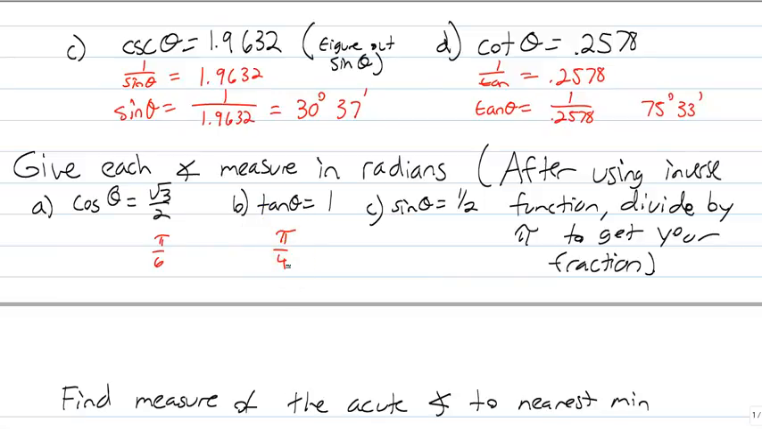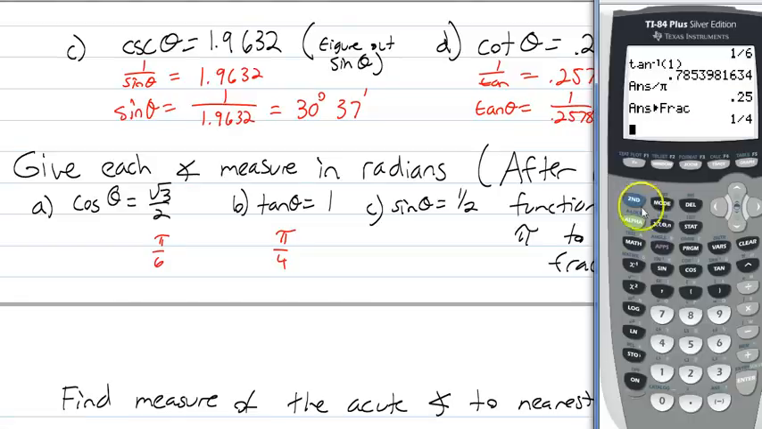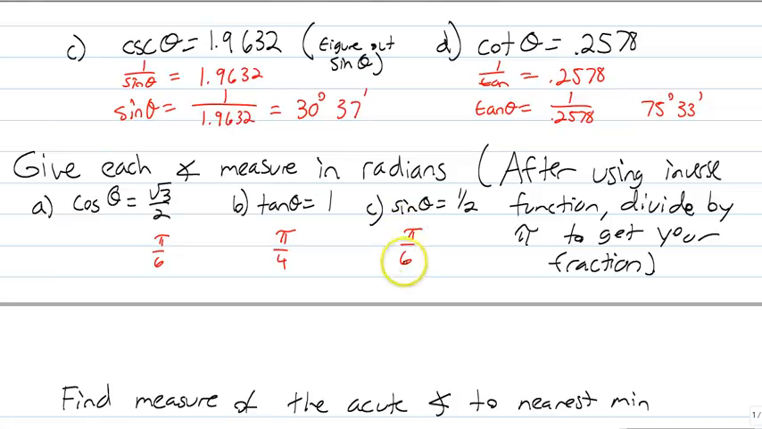Sine of 1/2 is the same thing as cosine of root 3 over 2. So you should get, again, a pi over 6. But let's just check it. Sine inverse of 0.5. We have this weird decimal. We have to divide by pi. And sure enough, that is, again, 1/6. So my answer is pi over 6. Okay? So that's that.